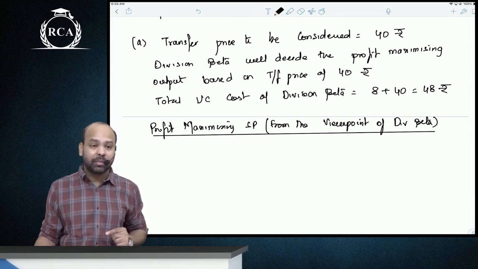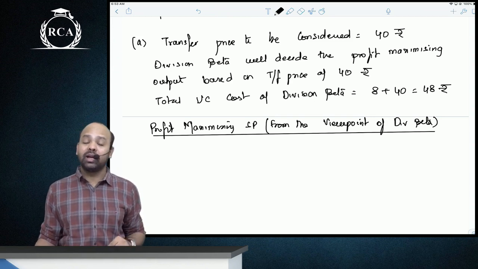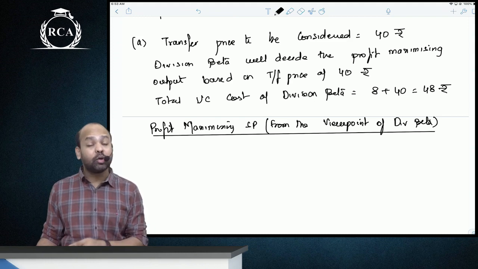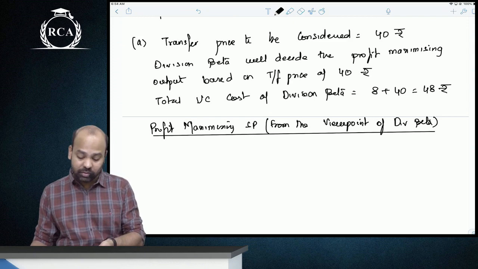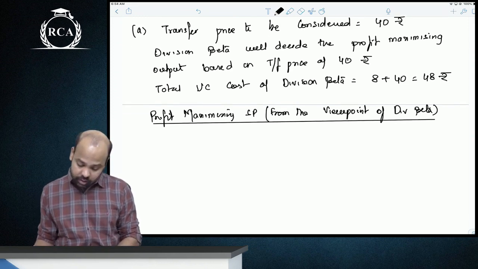Now, this is what will happen here, guys. Division beta is deciding its output level based on a transfer price of 40 rupees, which may not be the optimum output from the viewpoint of the company. Which may not be the optimum output from the viewpoint of the company, guys.